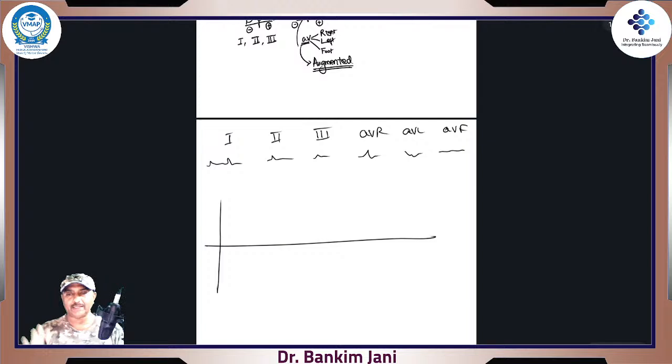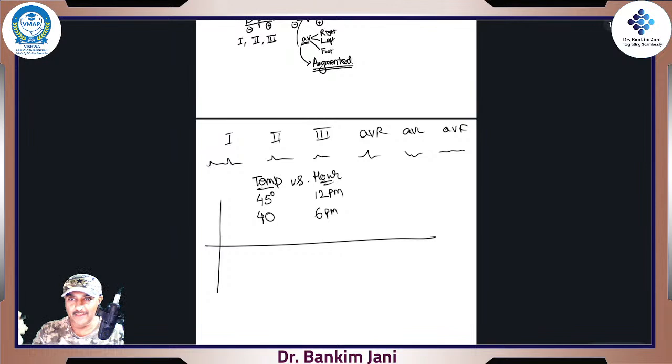If I tell you to draw a graph and I am giving you a few values, this is a graph we have to draw of temperature versus hour of the day. And I say represent 45 degrees at 12 o'clock and 40 degrees at 6 o'clock, 6 p.m. This is 12 p.m. And I add one more thing. Yes, there are also V1, V2. We'll come to that.